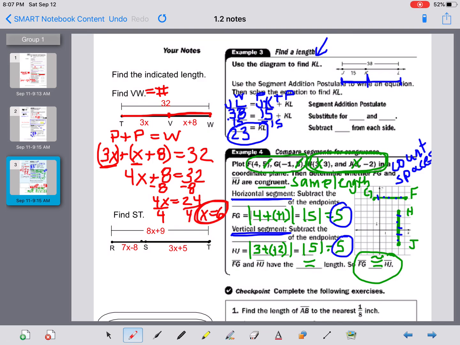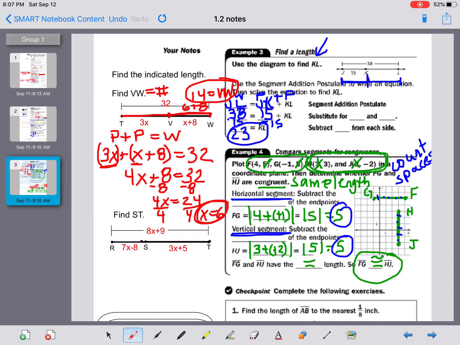So we're all done? We did our problem? No. Nowhere in that directions did it say solve for x. It said find VW. In fact, the length of VW. So what do I do with that 6? Plug it back in. I come up here and I say 6 plus 8. Well, what is 6 plus 8? It is 14. So it looks like VW has a length of 14.